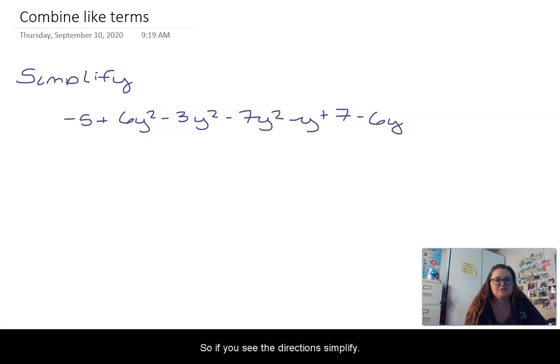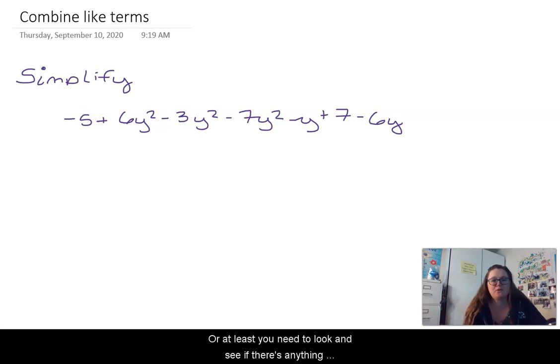So if you see the direction simplify, that's a good indicator that you're probably going to be combining some like terms. Or at least you need to look and see if there's anything you can combine. So right here, this is the kind of problem you're going to get. We have a bunch of y's, but if you notice here, we have y squareds, and we have y with no squared, which is y to the first power, remember? And then we also have a couple numbers that don't have variables on them.